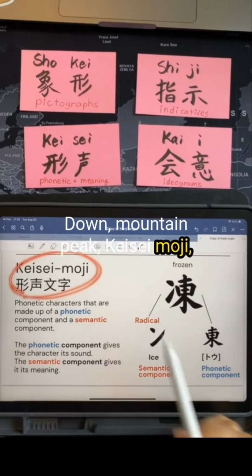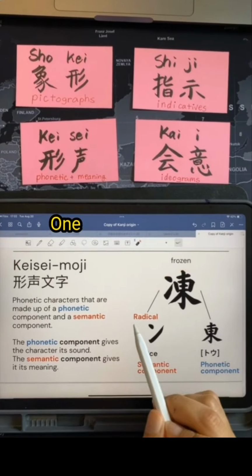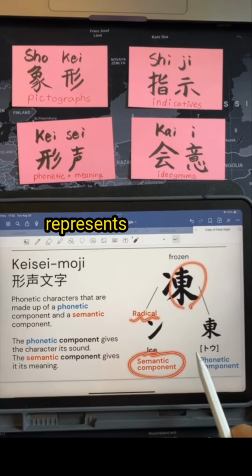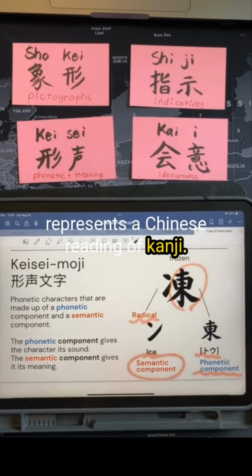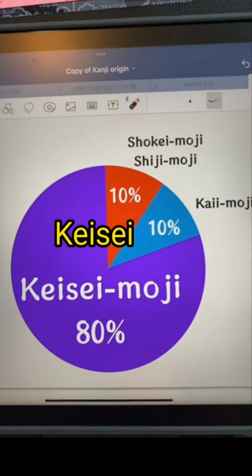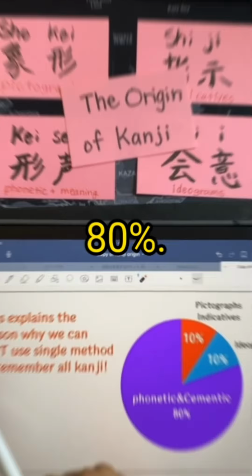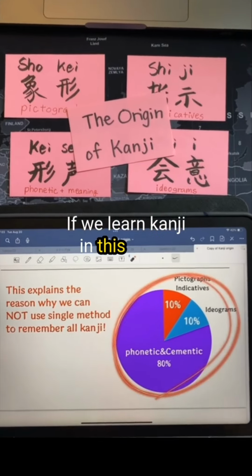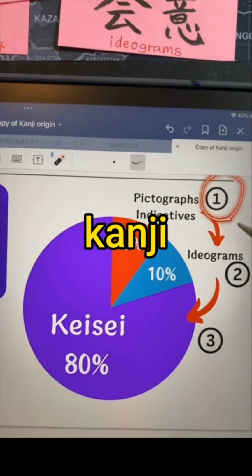Keisei-moji. Look at this kanji. One part represents meaning. The other part represents a Chinese reading of kanji. If we look at the entire kanji, Keisei-moji is 80%. What does it mean? If we learn kanji in this order, we can learn kanji efficiently.